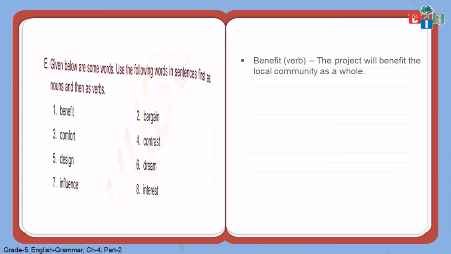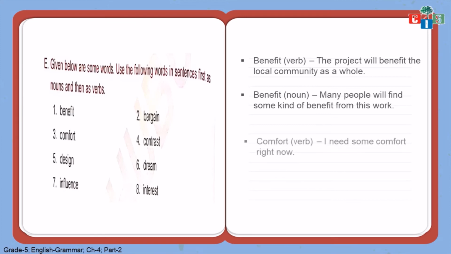So here the word benefit is working as a verb, and in the second sentence benefit is working as a noun. Many people will find some kind of benefit from this work. Many people will find. Okay, what will they find? Some kind of benefit. So the action word is already there, that is will find. So here benefit is working as a noun.